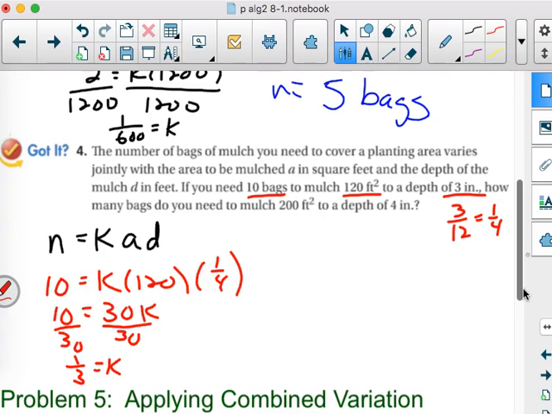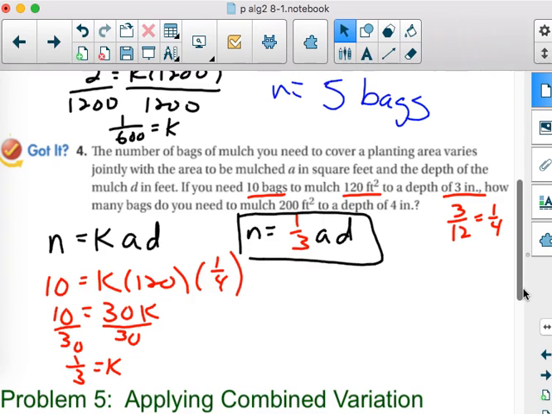So let's write our formula now. We have K. Let's plop it up here. So N equals 1/3 A D. There's our formula. Now, you and your partner are going to do the second part of this, and you're not going to let them trick you. Remember, you can't put inches in. So think about the information they gave you, make it into feet, do your calculations.